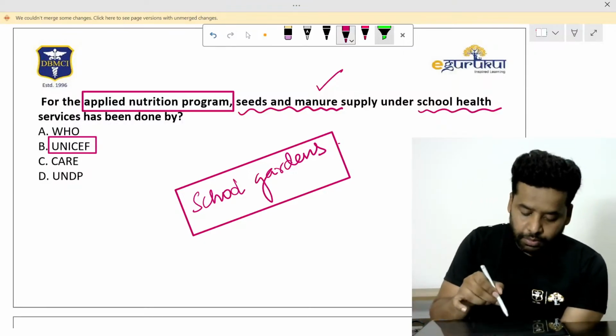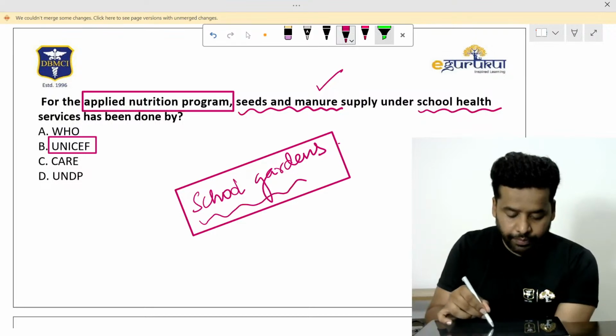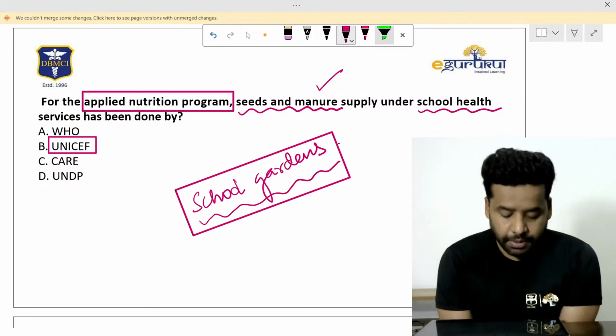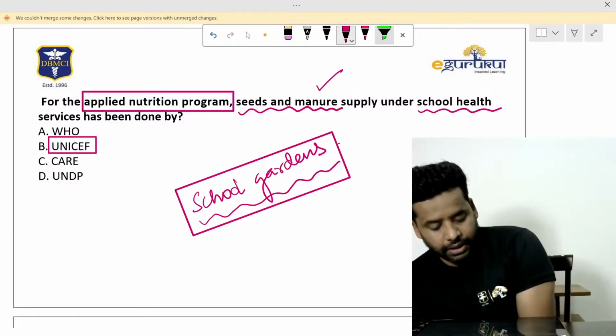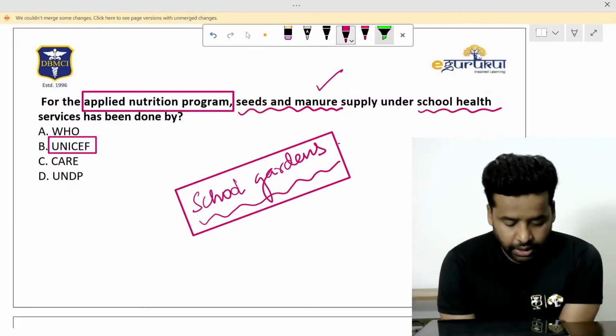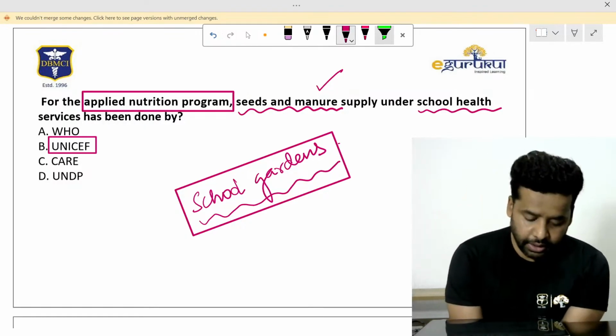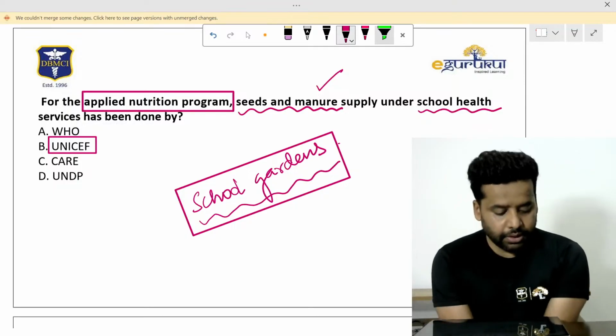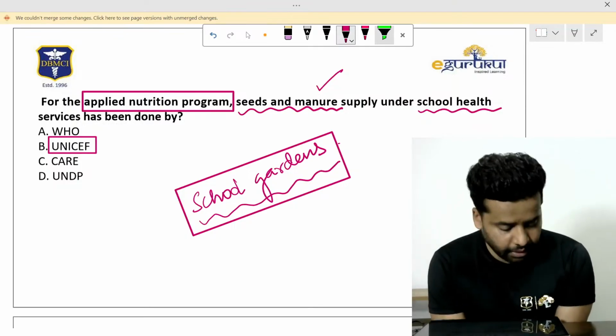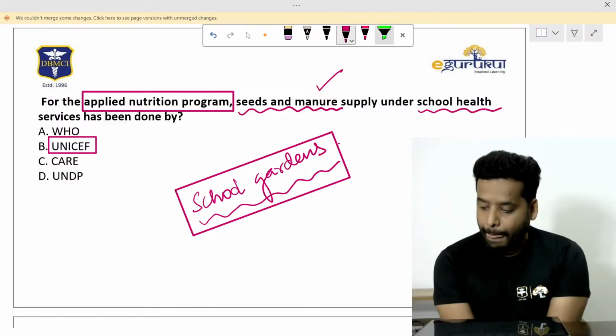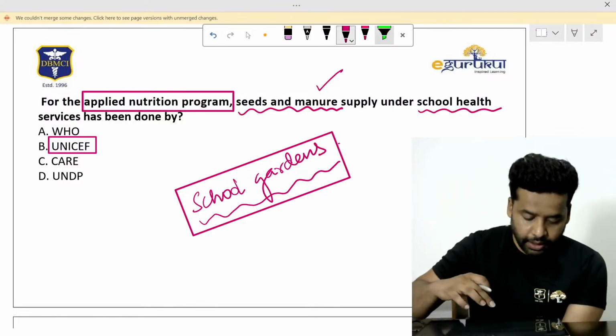So the applied nutrition program is for sustainability. Especially the schools, they started from African countries. In India also, Bihar, UP, some parts of Southeast Asian countries, we have started this concept of applied nutrition program, seeds and manures. So it is given by UNICEF.